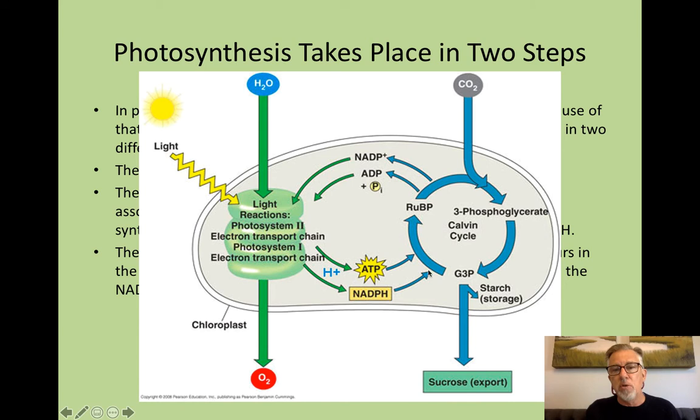And then in the stroma outside the thylakoids, carbon dioxide is added to an existing organic molecule in a process called the Calvin cycle. And the energy in ATP and NADPH is used to add this carbon dioxide and make an organic molecule. These molecules are eventually exported as glucose or sucrose. It doesn't matter which molecule is exported. We just need to know that a sugar molecule is going to leave the Calvin cycle.